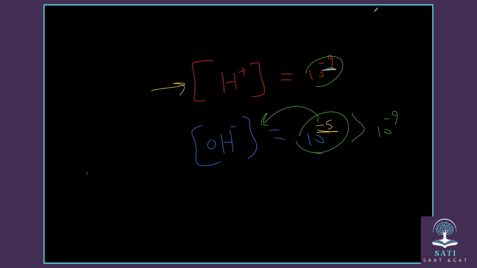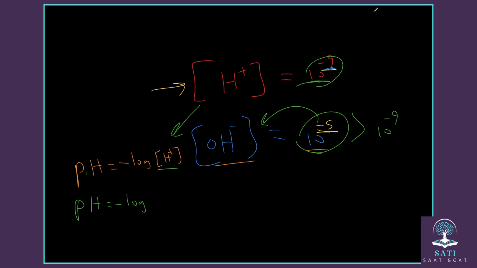Now I need to add something here. This is called the concentration, but we have something called pH. What is pH? pH equals negative log of the concentration of H. What does that mean? Look at this example: if we apply it, what will be the pH? The pH will equal negative log of H. What is H here? The concentration is 10 to the power of negative 9.